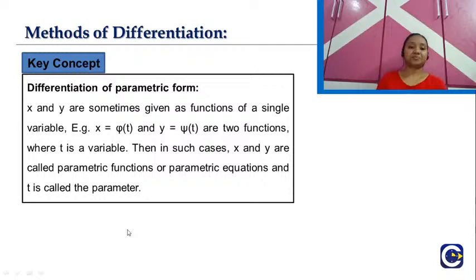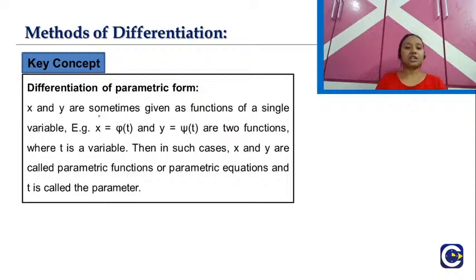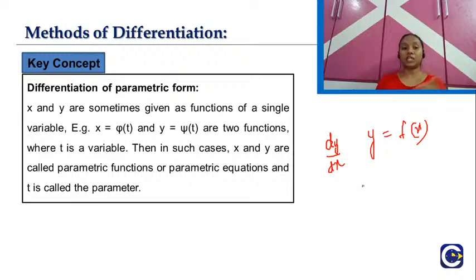To begin with today's session, we'll start with the concept of parametric form. First we'll see the basic definition of it, and then we'll see how we actually differentiate it. Sometimes x and y are given as functions of a single variable. In our usual differentiation, we find dy by dx, where y is equal to some function f of x. But when it comes to a parametric form, for x we have a function in terms of a separate parameter variable, and similarly for y also we have a function in terms of the parameter.